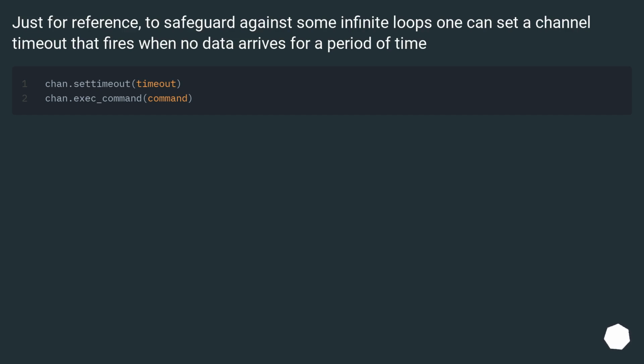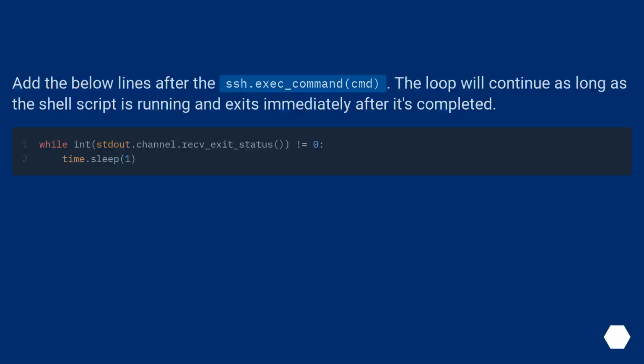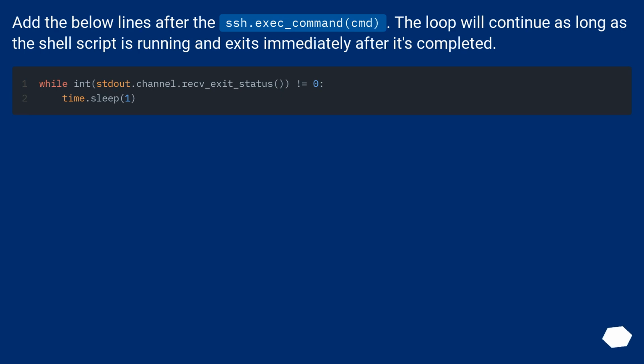Just for reference, to safeguard against some infinite loops, one can set a channel timeout that fires when no data arrives for a period of time. Add the below lines after the ssh.exec_command cmd. The loop will continue as long as the shell script is running and exits immediately after it's completed.